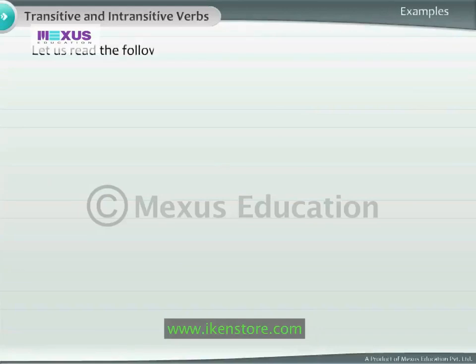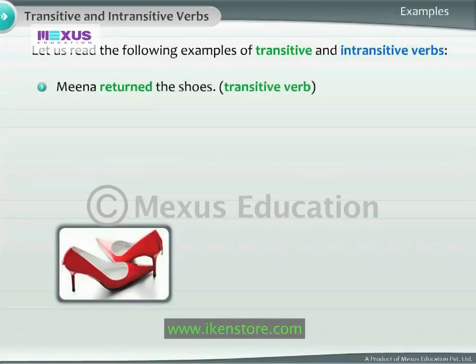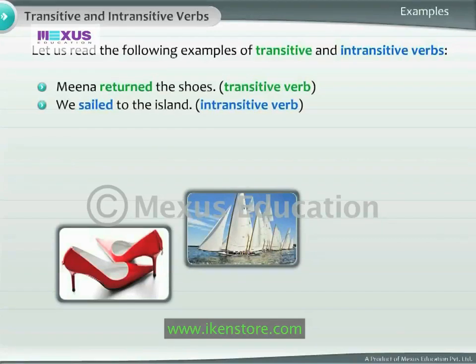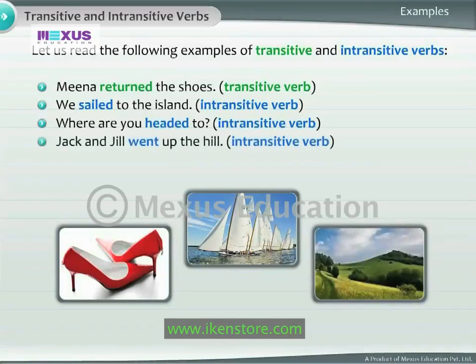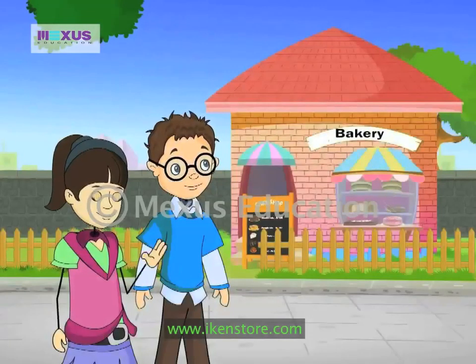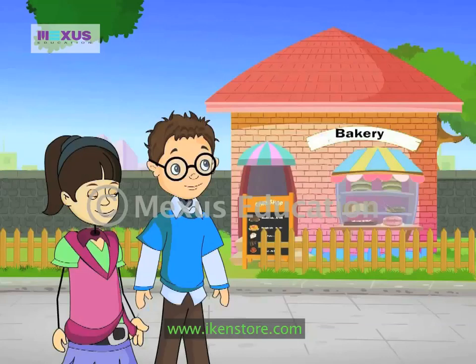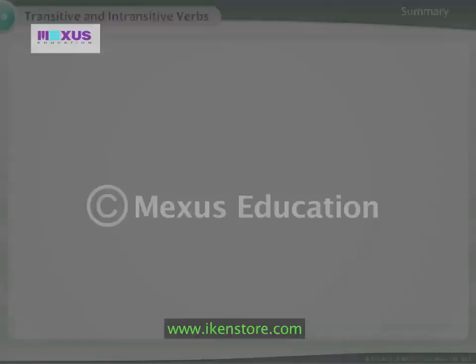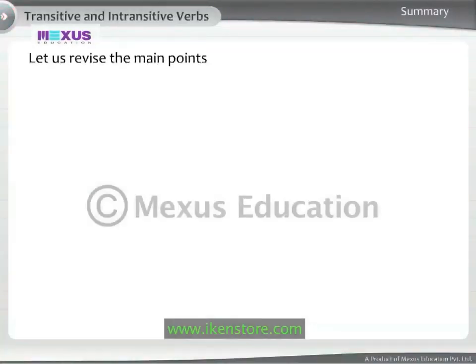Let us read the following examples of transitive and intransitive verbs. Amir and Kea are just outside the bakery. Let us revise the main points about transitive and intransitive verbs before they go inside.